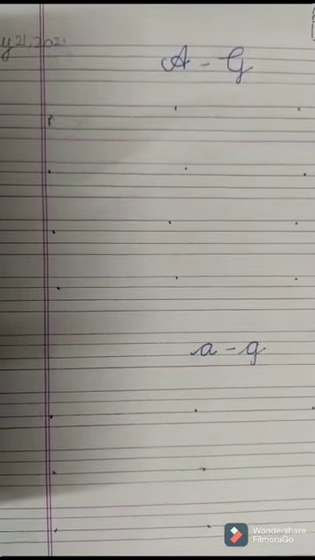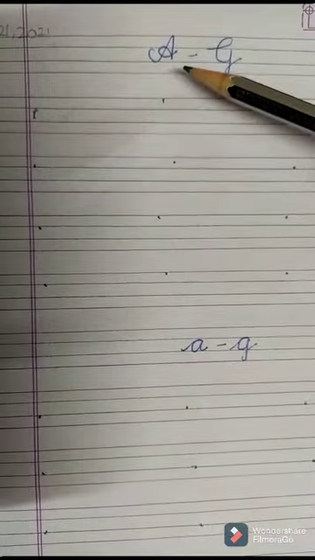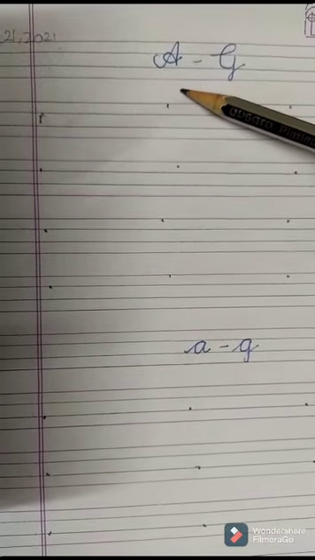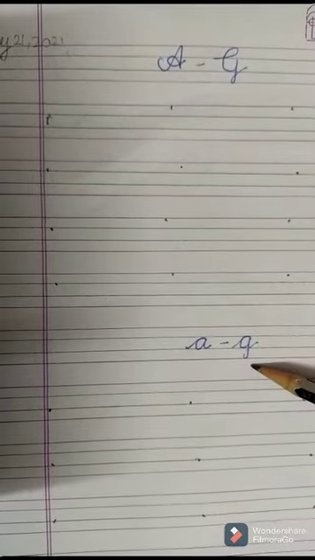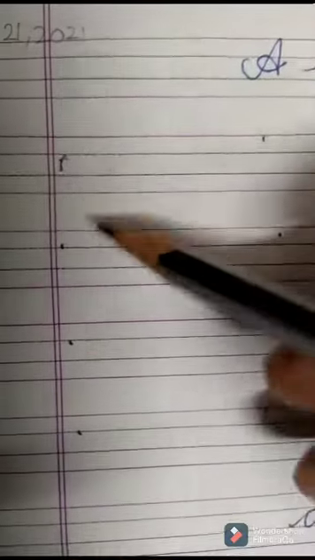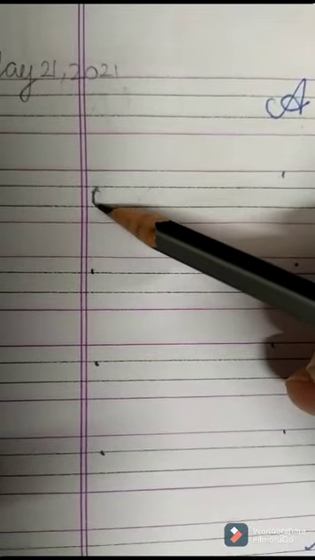Good morning, students. Today in English, we are going to revise alphabets capital cursive A to G and small cursive A to G. Let's start. First of all, you have to write here today's date, May 21, 2021. Let's start writing. Start from second line.